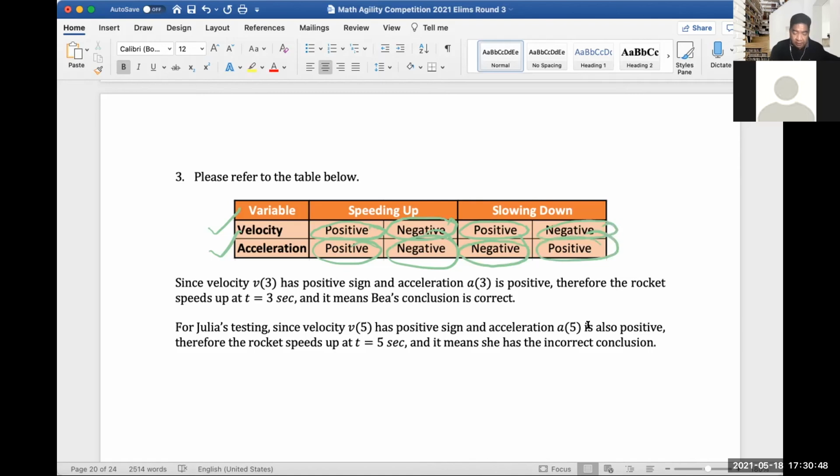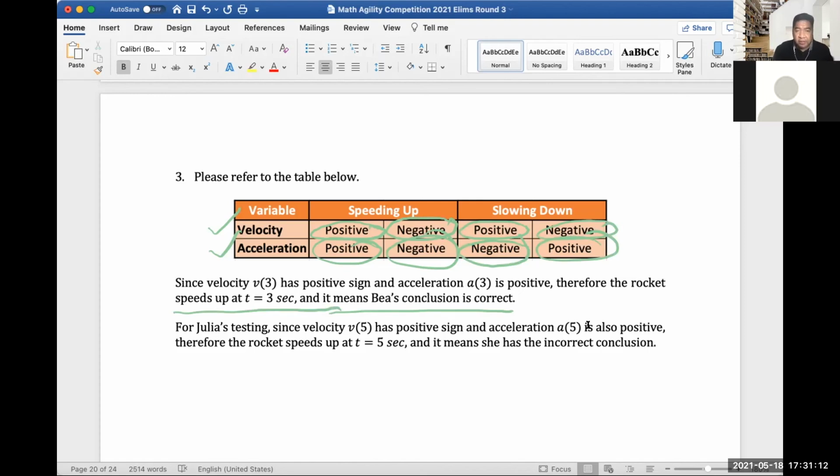So since velocity v3 for Bayes' testing has a positive sign, and acceleration a3 is positive also, therefore the rocket speeds up at t equals 3 seconds. It means Bayes' conclusion is correct. So that's our conclusion for Bayes' testing. So she got it correctly.